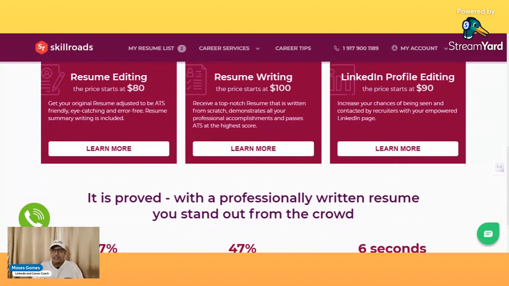And for resume writing, it's say $100, but in India you will get this anywhere between 2,000 rupees to 3,000 rupees. So it is around say $40 to $50 you'll get in India. Resume editing, you can do using any ATS AI tool. So I'll be sharing an AI tool which will map all the job descriptions, and based on the job descriptions it will tell you whether your resume will qualify for the ATS or it won't qualify.